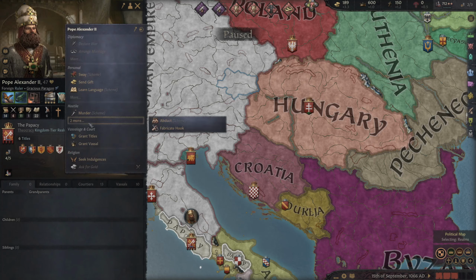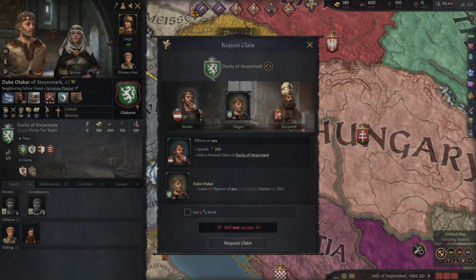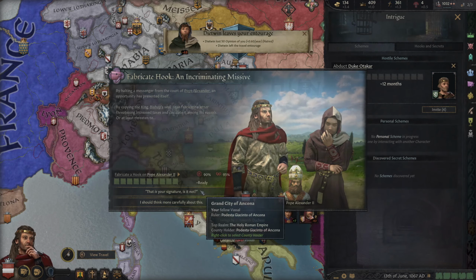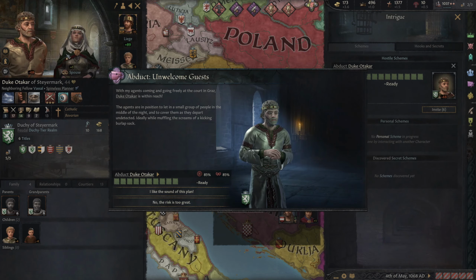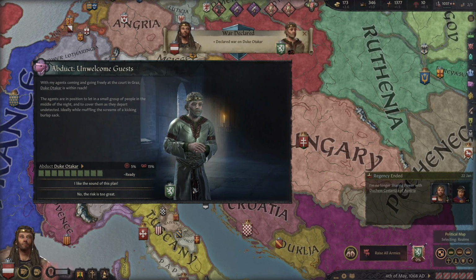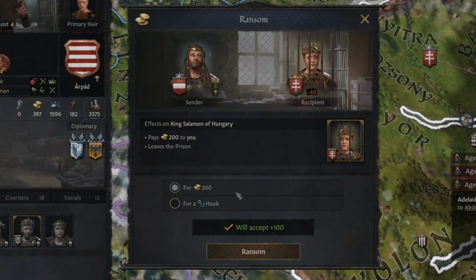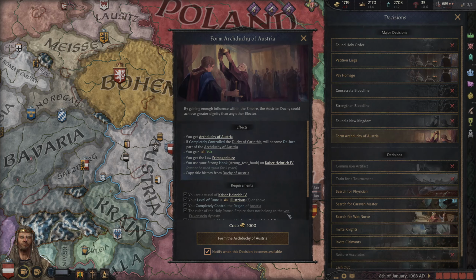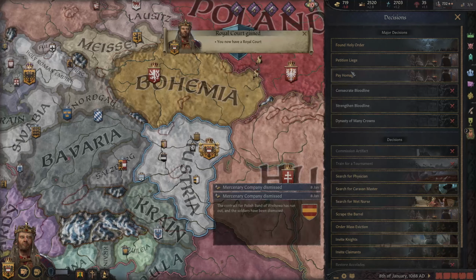We then fabricate hooks on the Pope so that he can help us get a claim on the duchies that we need. Once we get a hook from the Pope, you can now request a claim. Then we use abductions, and we can instantly win this war without any bloodshed. We can also abduct persons and then ransom them for lots of gold. And after 20 years, we are able to raise the Archduchy of Austria, all without direct war.